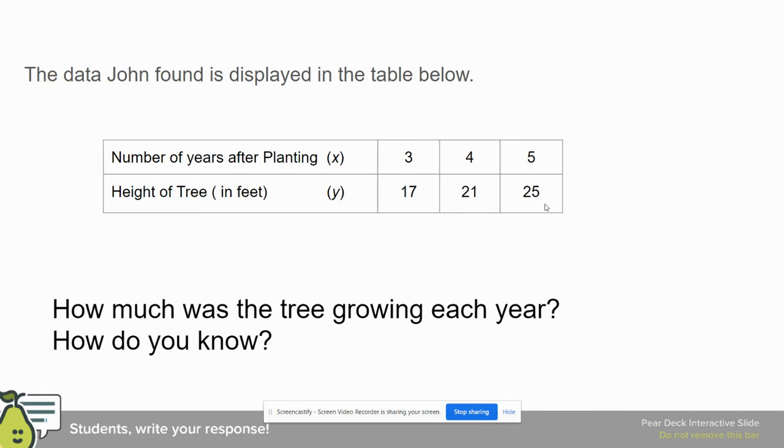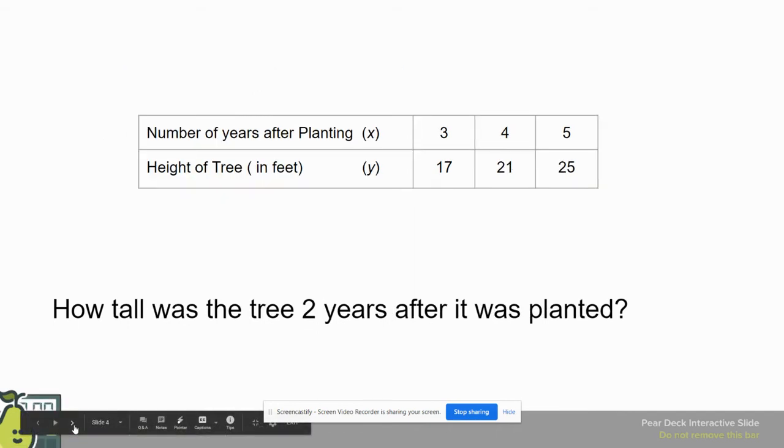And so I asked the kids how much was it growing each year? And they said it was growing by 4 each year. And how do you know? Because going from year 3 to year 4, the height went from 17 feet to 21 feet. So that means it's growing 4 feet every year.